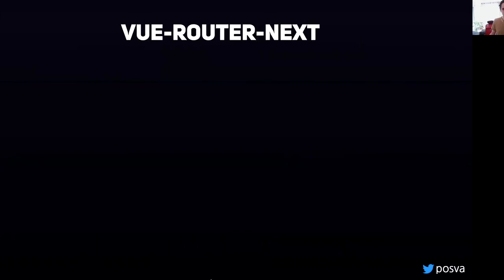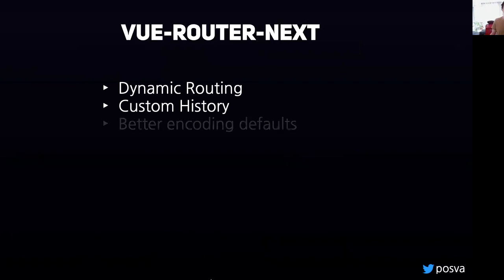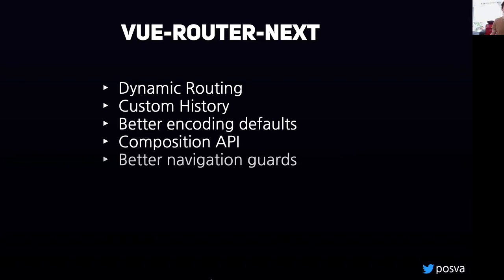So to put it in a nutshell, on Vue Router Next, we have dynamic routing, custom history, and we have better encoding defaults, or rather good encoding defaults. We have a composition API, we have better navigation guards, we have better TypeScript support as well. We have some upcoming features like having TypeScript support for params, being able to specify what are the params you can add when you add the name on a push. So like typed router push, basically.